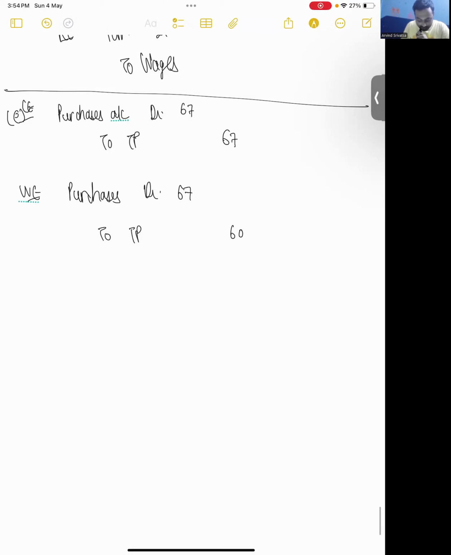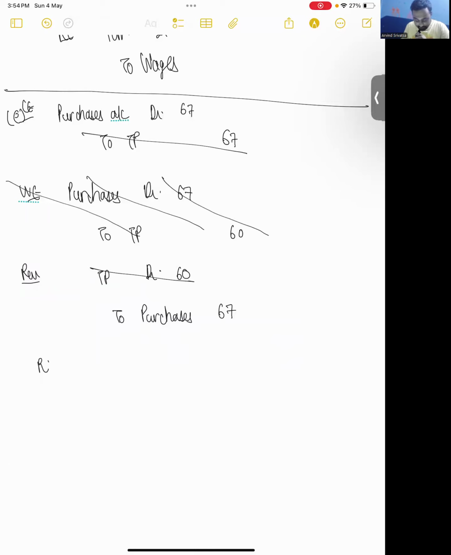So when I reverse this, trade payables debit 60 to purchases 67. Strike this off, sir. We have already reversed it. It's nullified. Sorry, trade payables don't get cancelled, sir. Sorry, my bad. It gets cancelled only to the extent of 60 rupees. So there's still a credit of 7.